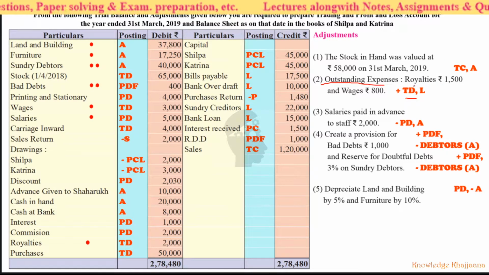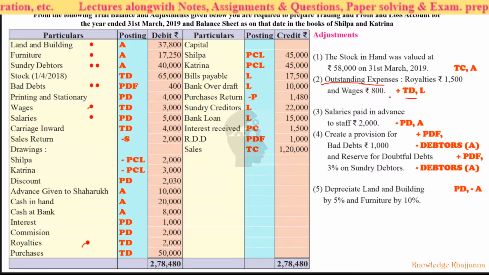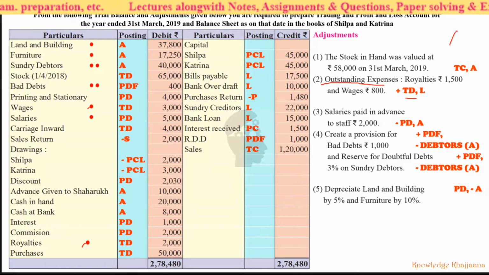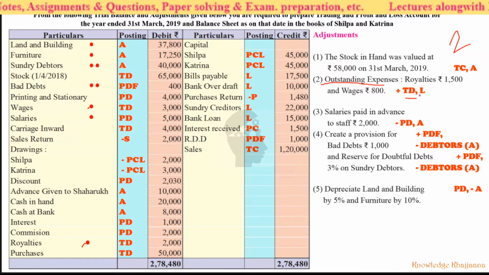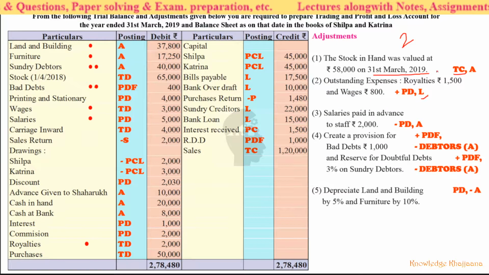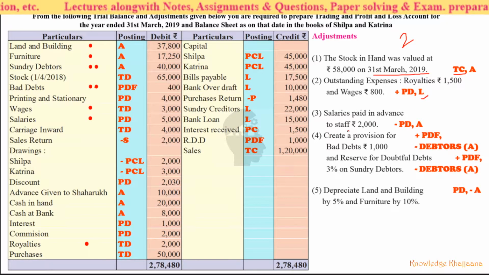Unpaid royalties were rupees 1,500, so we will make one mark against royalties. And unpaid wages are rupees 800, so we will make one mark against wages also. We will add those amounts to the trading account debit side because they are outstanding, meaning we have not yet paid. And what is the second effect? As we have not paid but those were due, it is a liability. So we will add those two items as outstanding expenses to the liability.